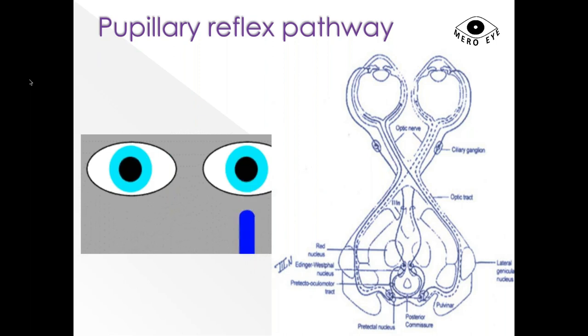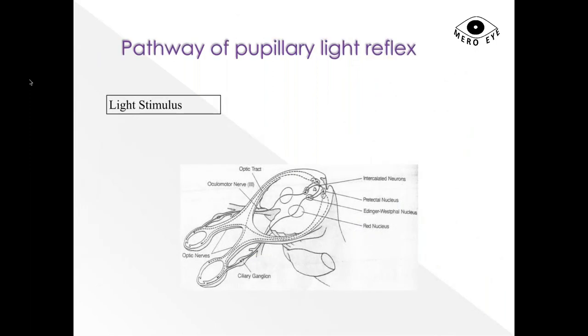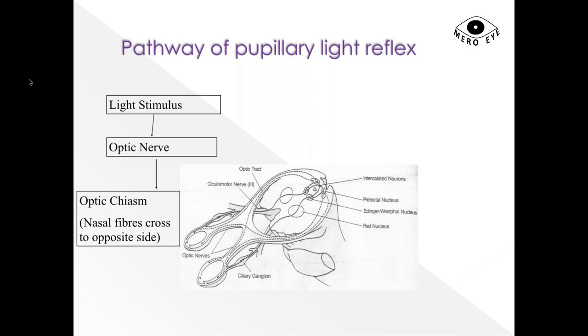To understand this consensual light reflex, let's briefly talk about the anatomy of the pupillary pathway. When light passes through the pupillary aperture, it first stimulates the photoreceptors, rods and cones, and the axons of the retinal ganglion cells transmit these nerve impulses and pass as the optic nerve. Then the impulses travel via the optic chiasma, where the pupillomotor fibers of the nasal side cross towards the opposite side.